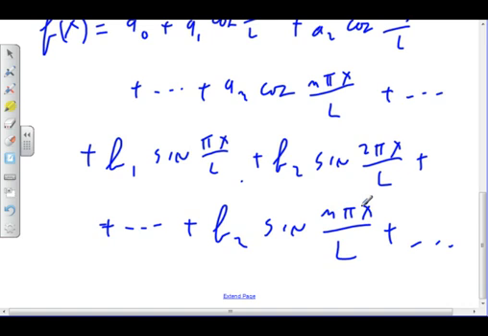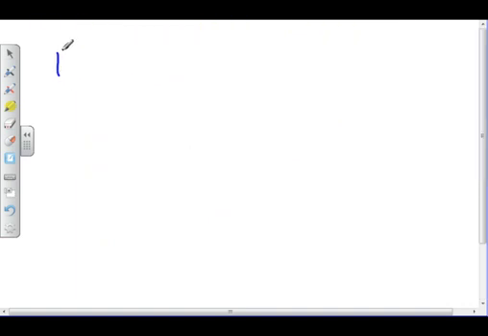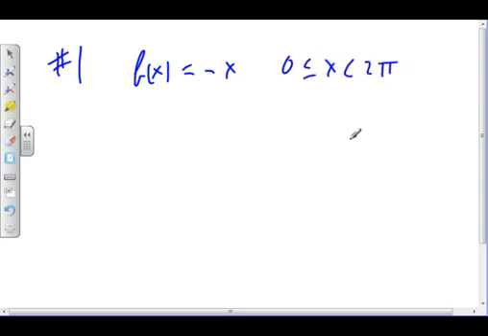Alright, so back to what we're doing, 1, 9, and 15. Now why do you think we only have 3 problems to do? Very long. Because each of them takes all day. And that's about it, yes. So our first one, f of x is equal to minus x from 0 to 2 pi, and that would be our repeating function.